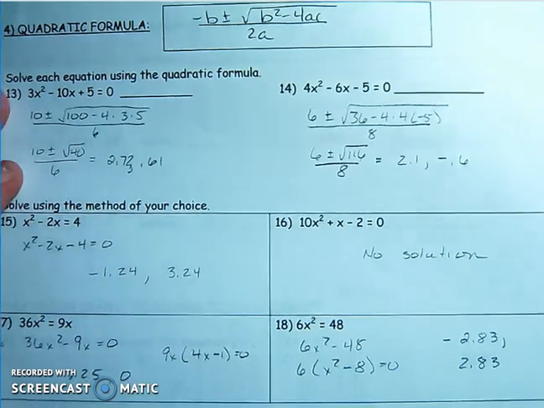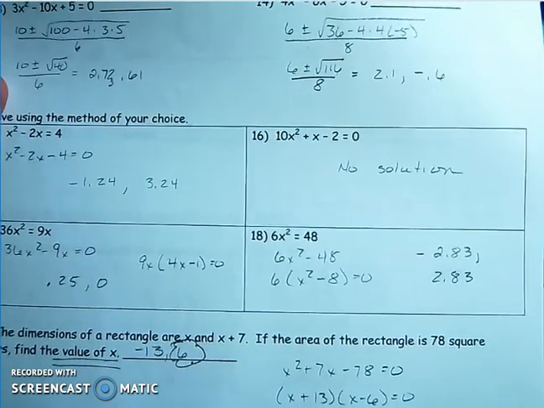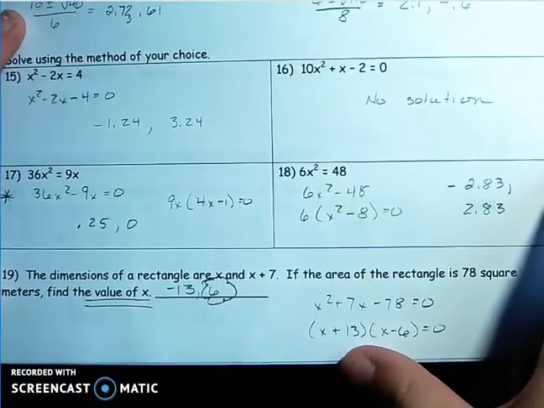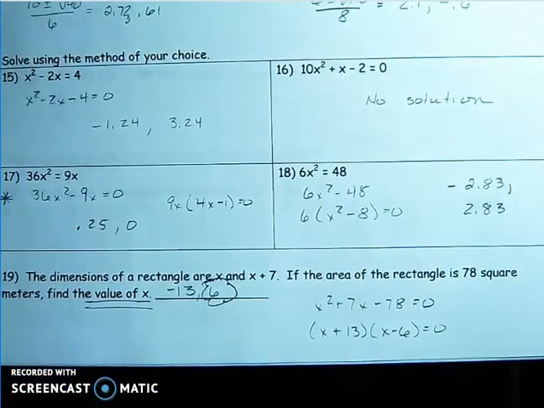Next, it gives us a little word problem, which, as you know, is probably going to be how we see it on our state exam. It says the dimensions of a rectangle are x and x plus 7. If the area is 78 meters, find the value of x. Well, remember, area is length times width, so x times x plus 7 would equal 78.